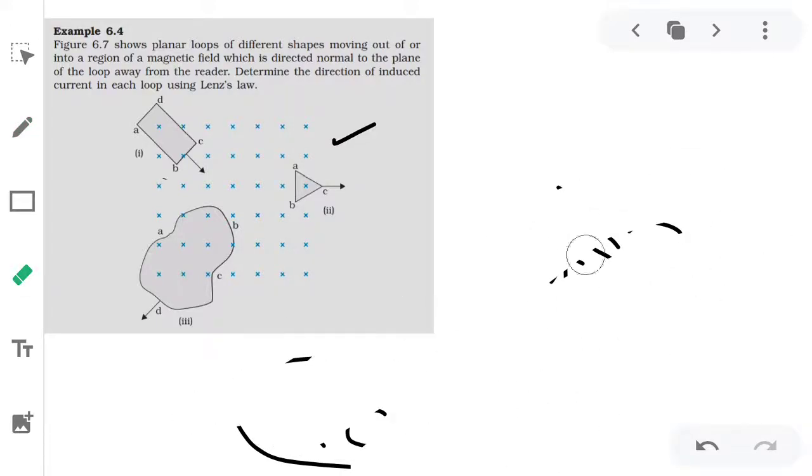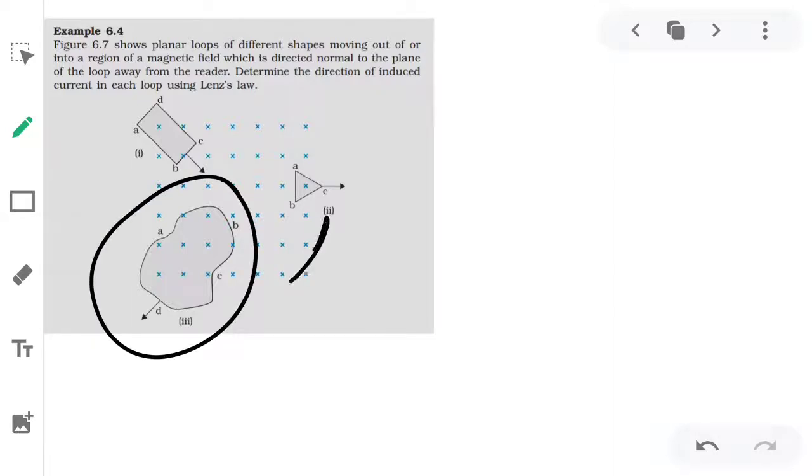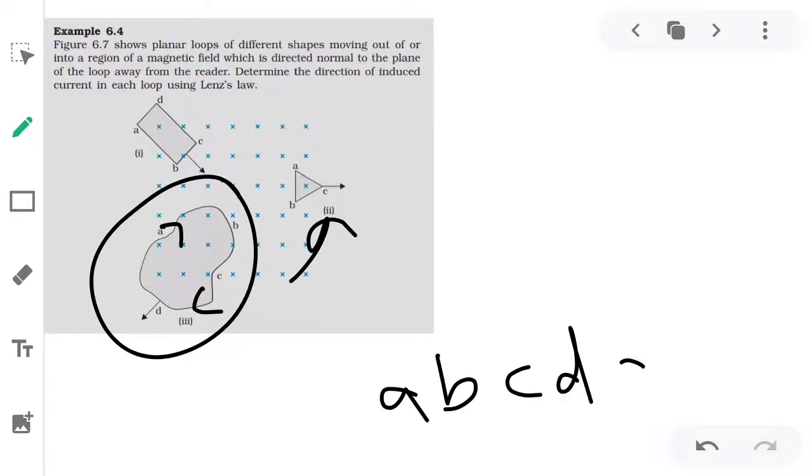Let's take the third case. The third case is similar to this one, because the loop shape does not matter here. They won't ask how the EMF is going to change. They are asking which direction is induced. So obviously this case is also similar. It is going away, flux is decreasing, so the opposite pole will be induced. North pole is above the board, so here it will be the clockwise direction. So the answer is A, B, C, D, A.